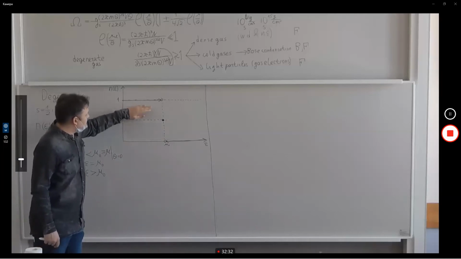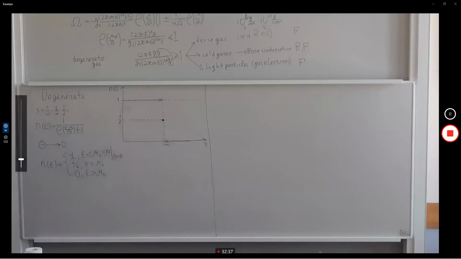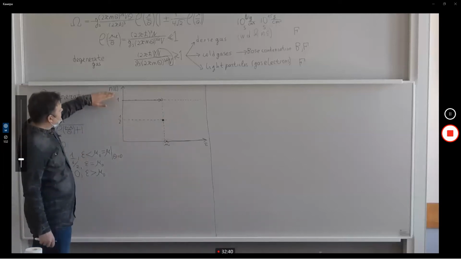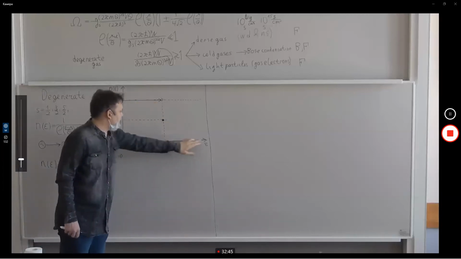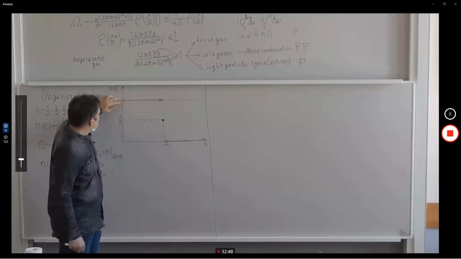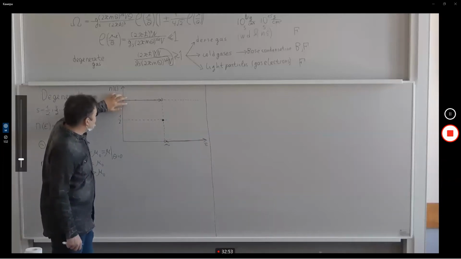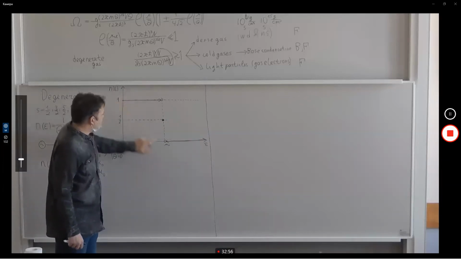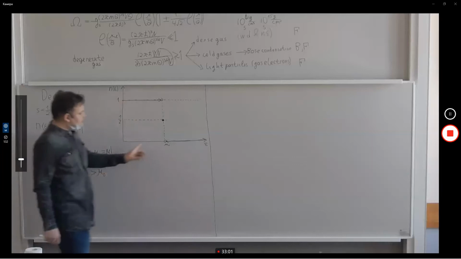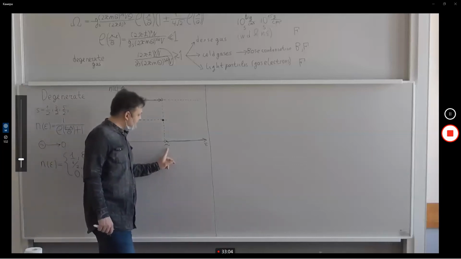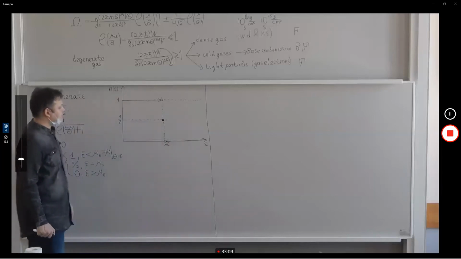So we have a gas with different properties. The function n of epsilon has a ladder shape. So it tells me that all the states that have energy less than mu sub zero are occupied, and all the states with energy higher than mu sub zero are not occupied.